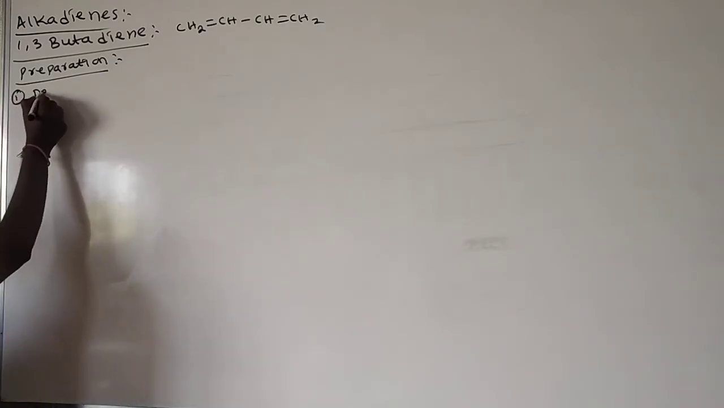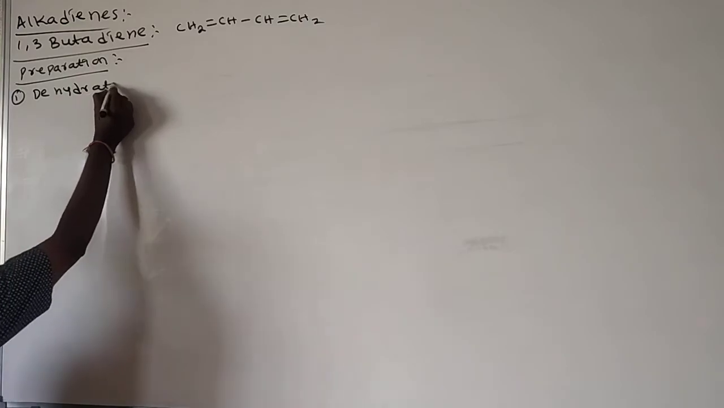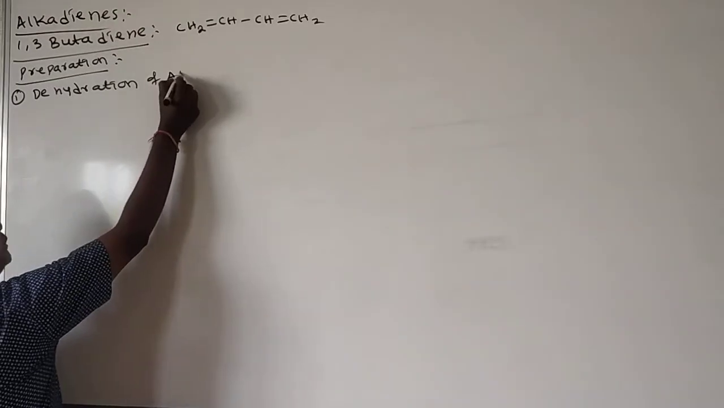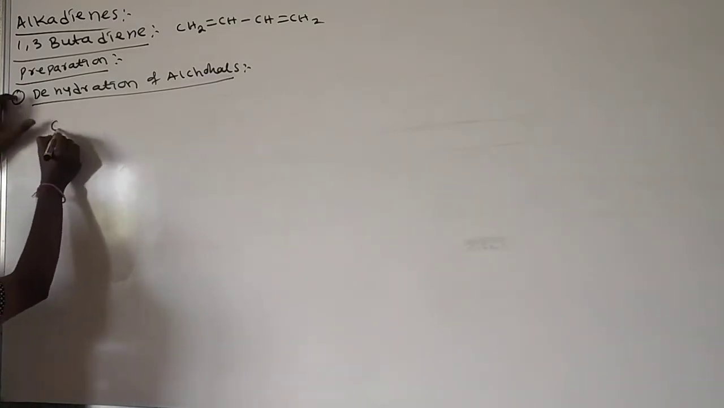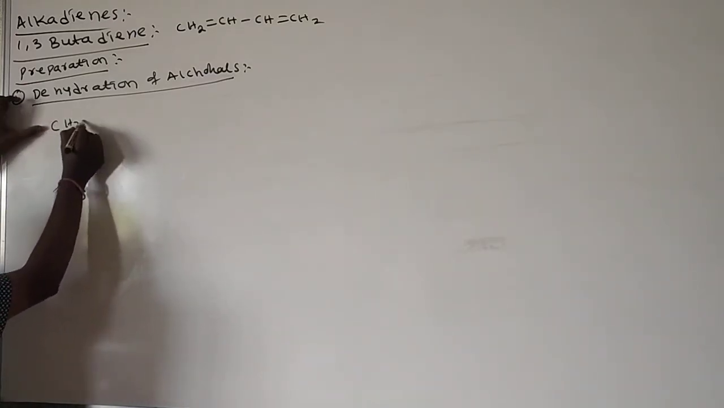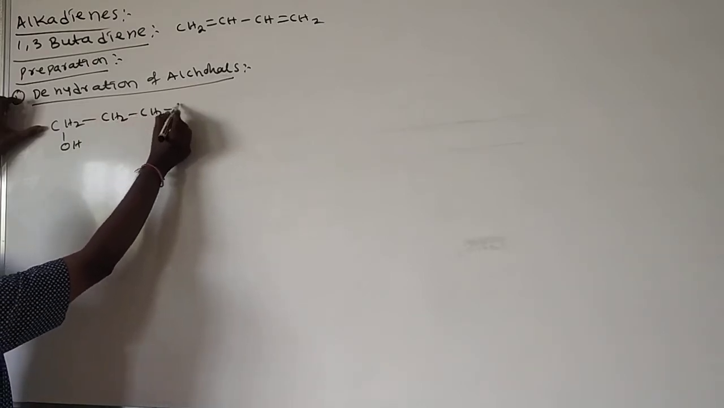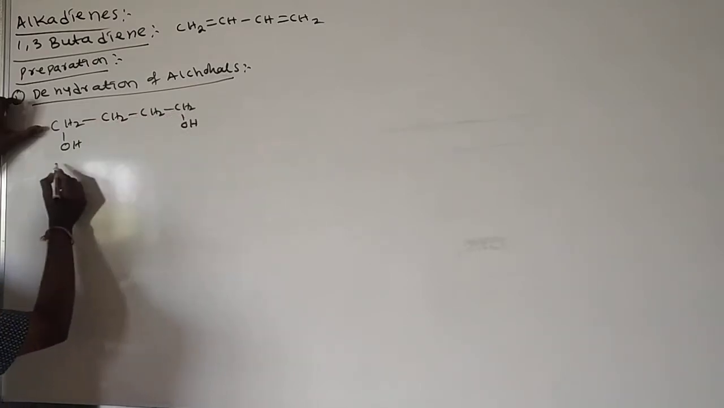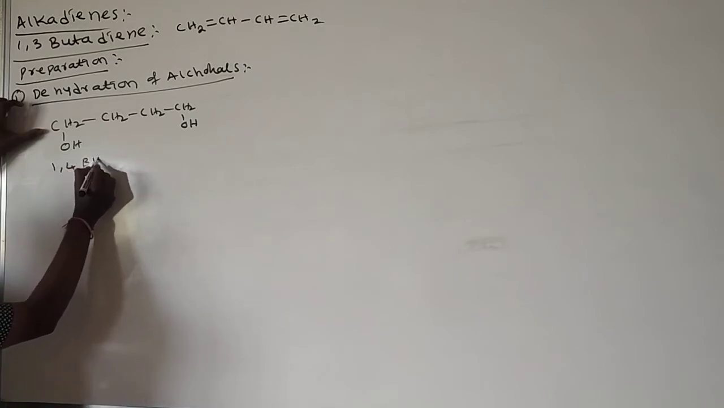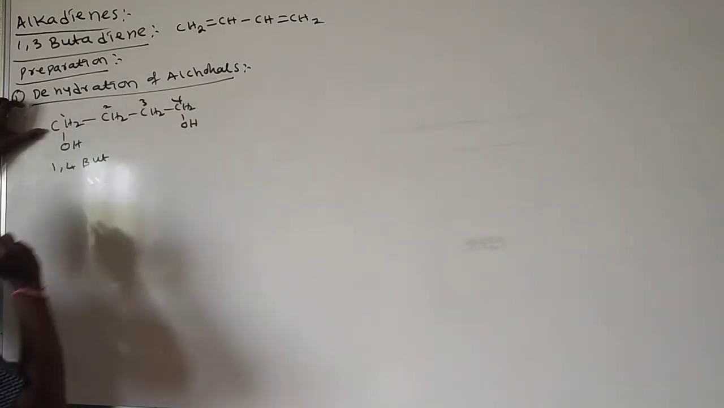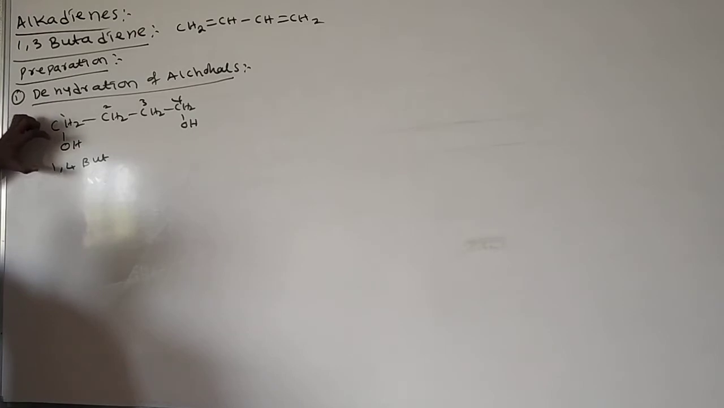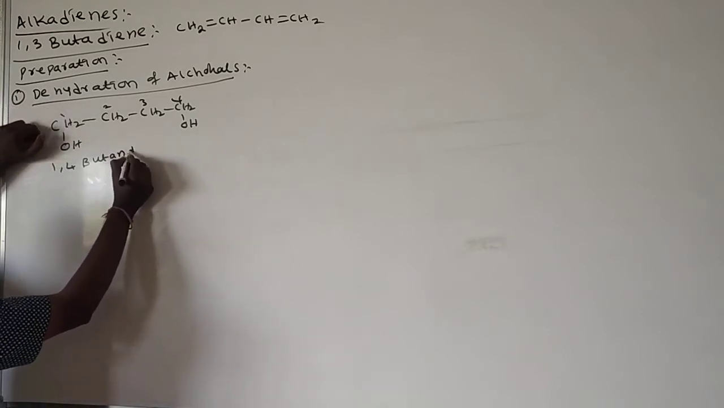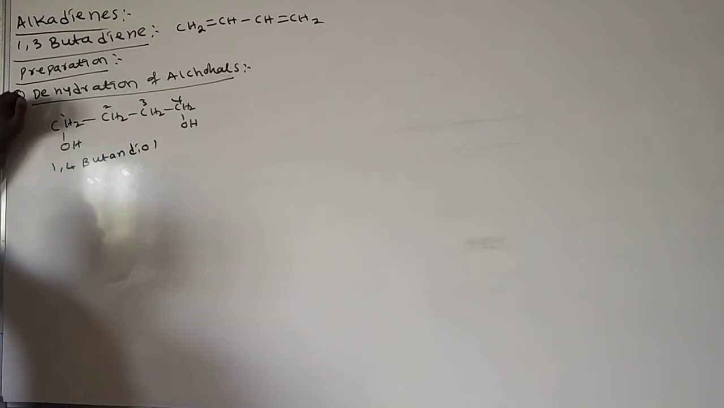First method, dehydration of alcohols. Here I am taking one alcohol: CH2OH-CH2-CH2-CH2OH. Numbering 1, 2, 3, 4. First position and fourth position, which groups are there? So, 1,4-butanediol.